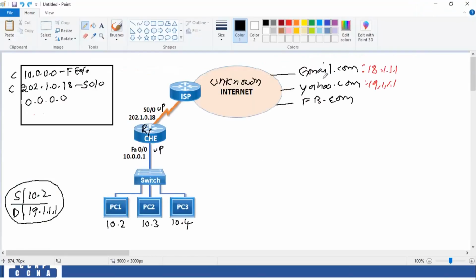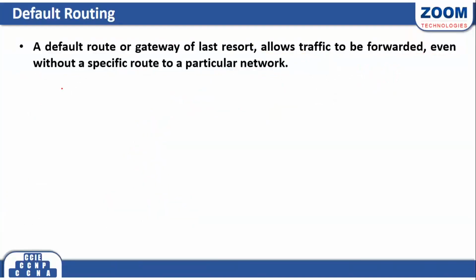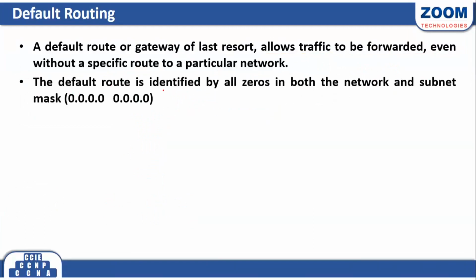Do you have any particular network to reach gmail.com? Do you have any particular network to reach yahoo.com? No, but it has to be forwarded using a global ID. We call it default routing. So default routing is identified by all zeros in both network and subnet mask.